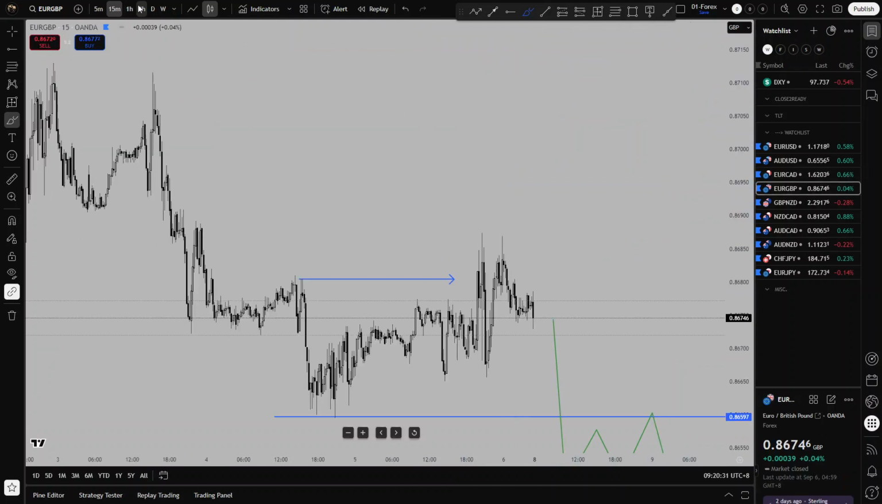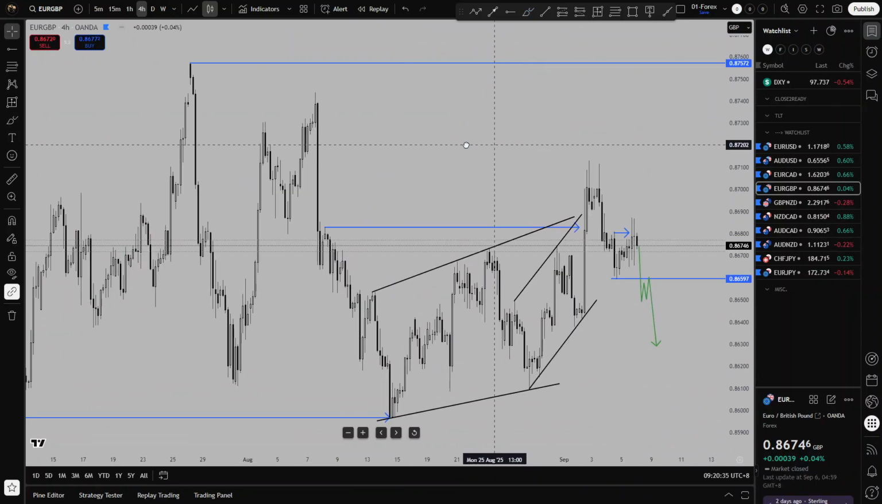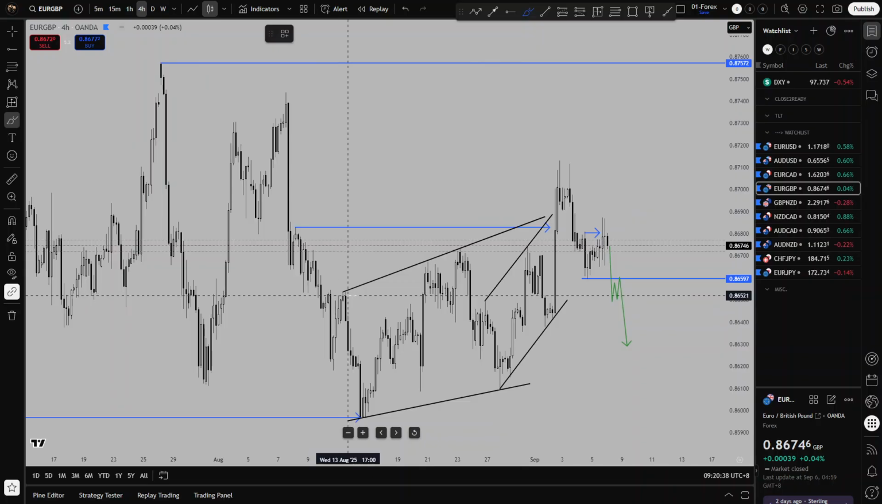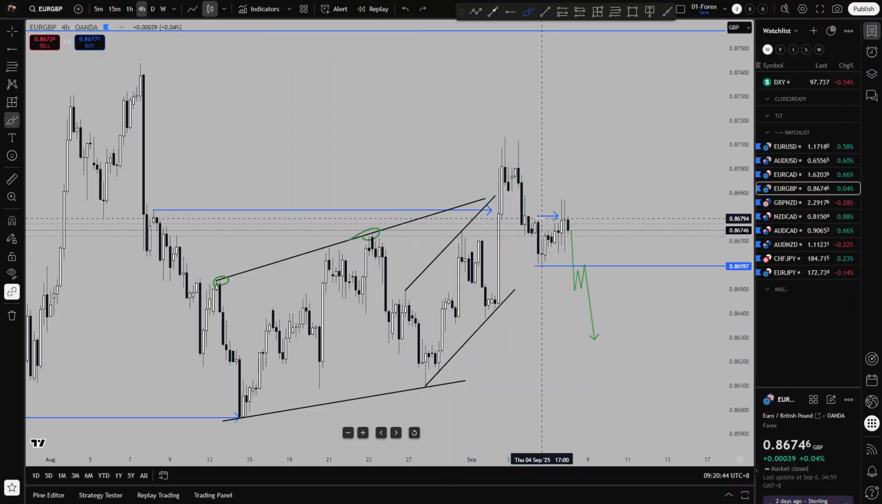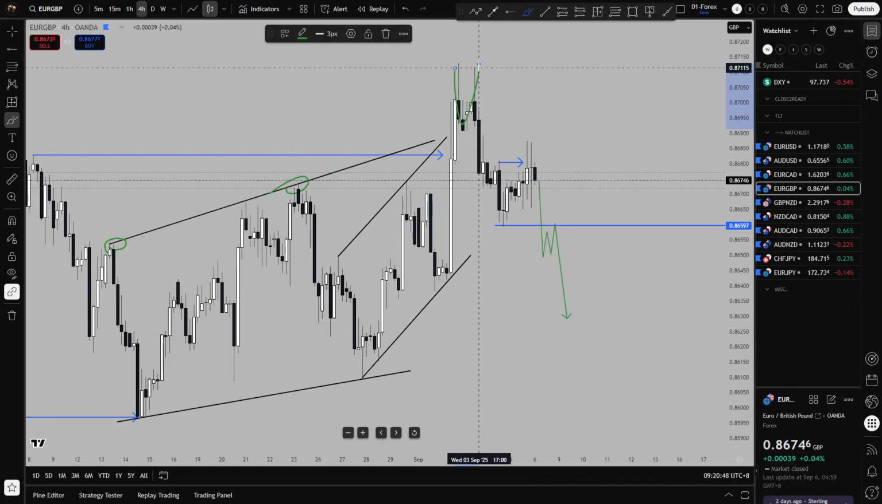Euro pound on the 4-hour time frame, an interesting pair again. We had this on and off on watch. We had this 1, 2, 3, a structure within structure. We were looking for shorts in this area, did not get the shorts. Price broke out, formed the V-shaped recovery. Then we have an impulsive move to the downside.